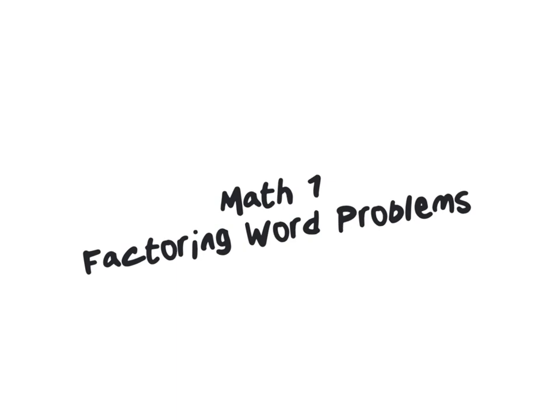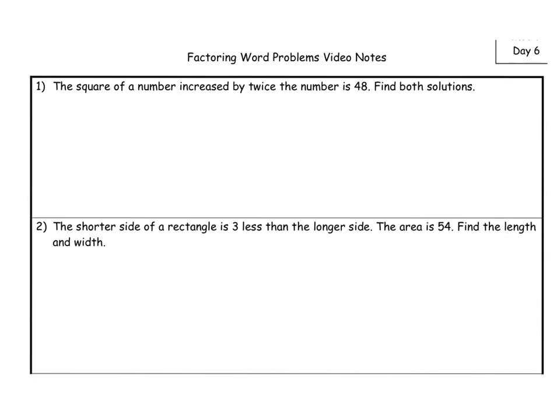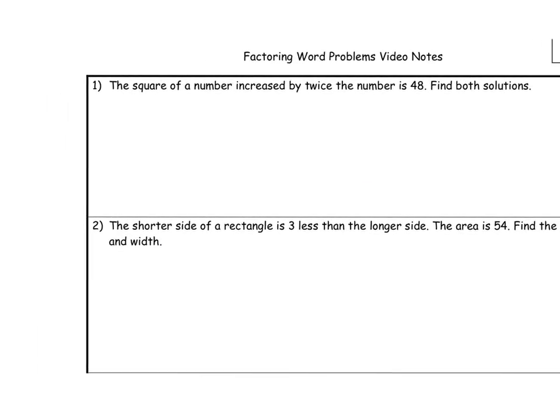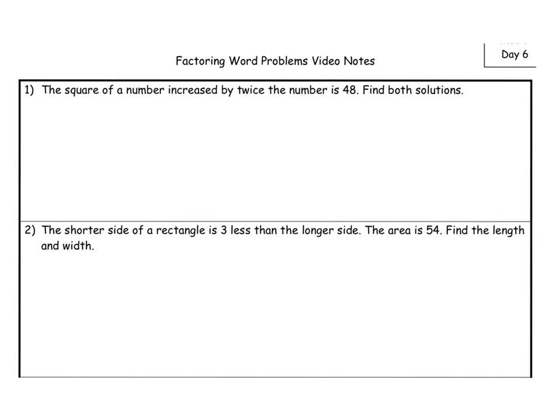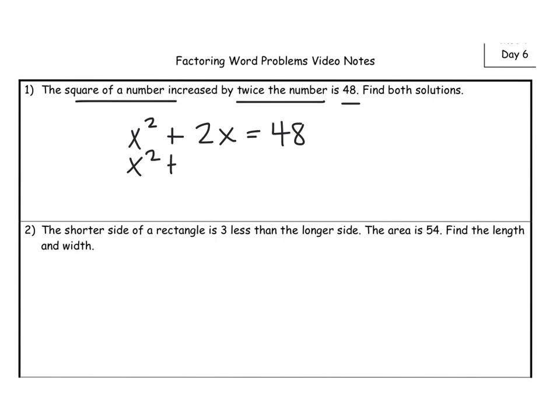In this video, we're going to look at some more factoring word problems. So the first one says the square of a number increased by twice the number is 48. So that would mean I square a number and then I increase it by twice that number, and that equals 48. So I'm going to solve for x here.